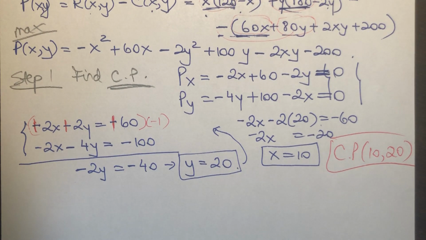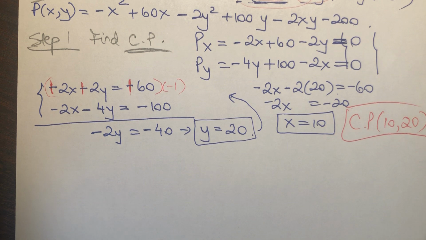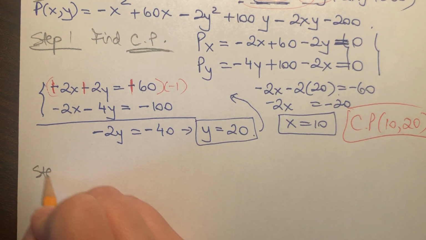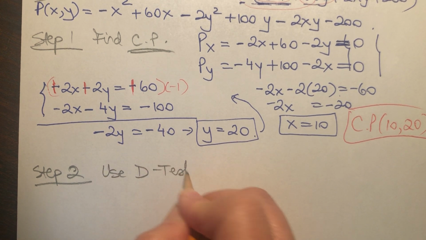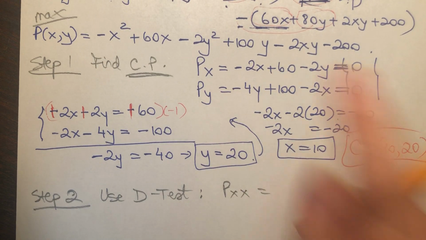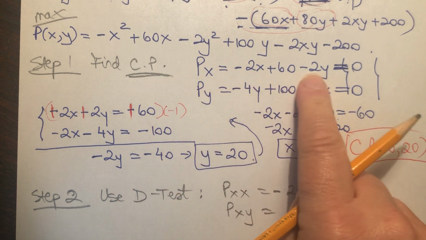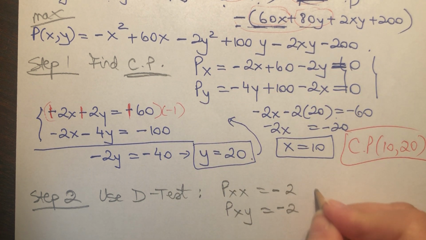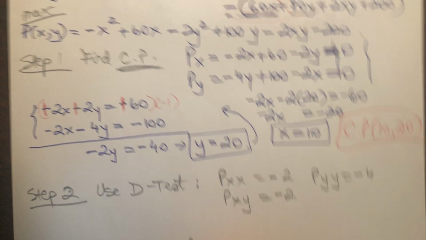But let's just double check and make sure I set it up right. These numbers are not easy to make up. It just has to be just so. So to practice, use the d-test. I'm keeping my fingers crossed that this is going to work. Okay, so for that, I need a pxx, which is -2, pxy, which is -2, and a pyy, which is -4, right?